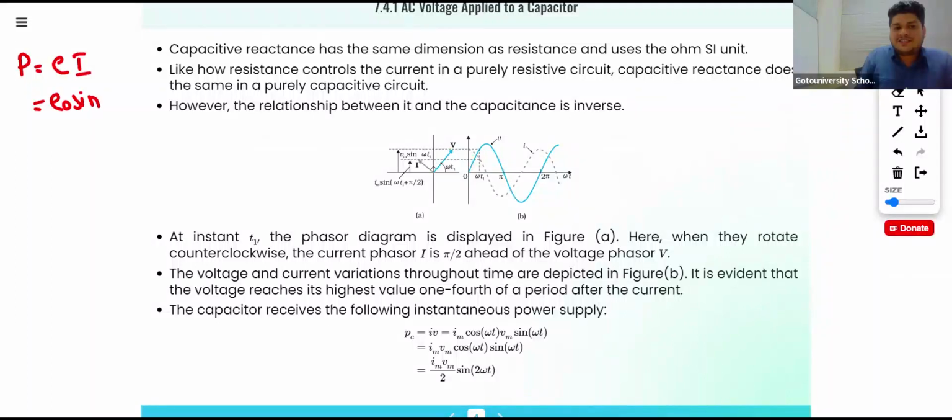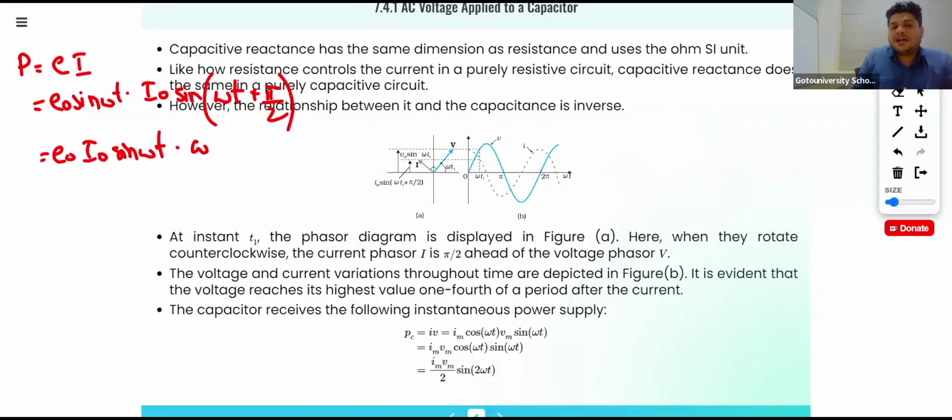E will be E naught sine omega t. And what is I in this case? I will be equal to I naught sine omega t, and in the case of capacitor, we have plus pi by 2. So this will be equal to E naught I naught sine omega t, and sine (90 plus theta) is cos theta.